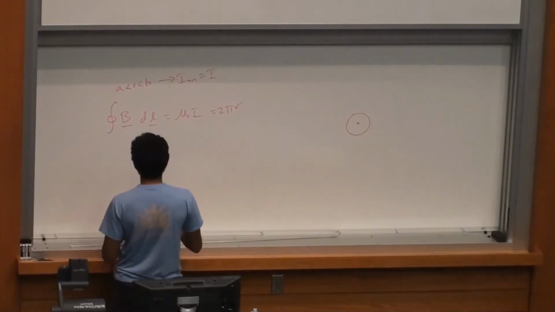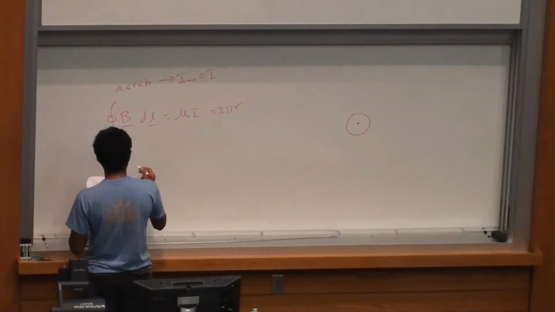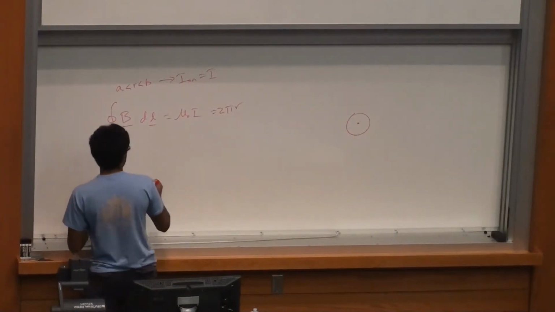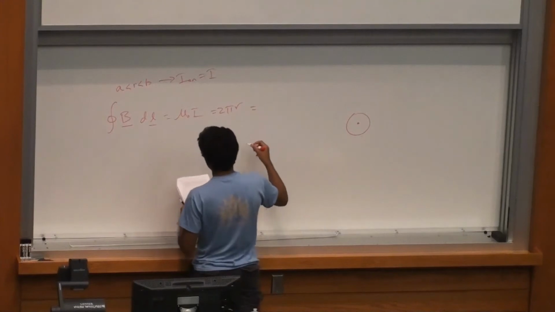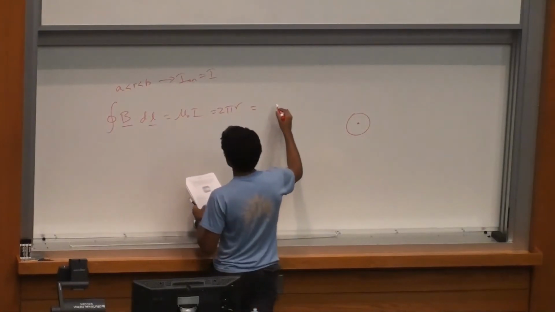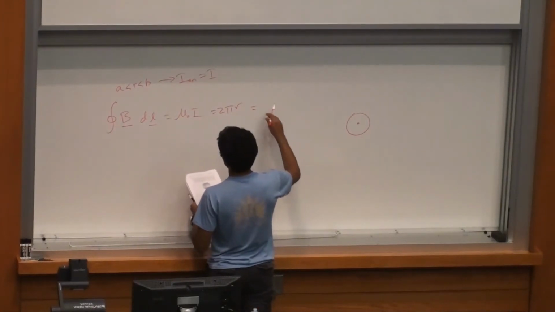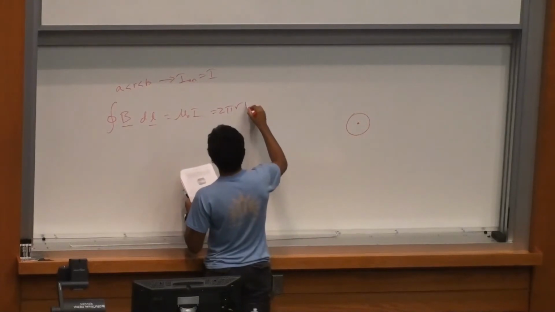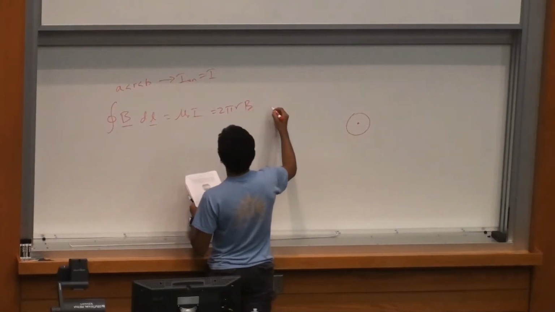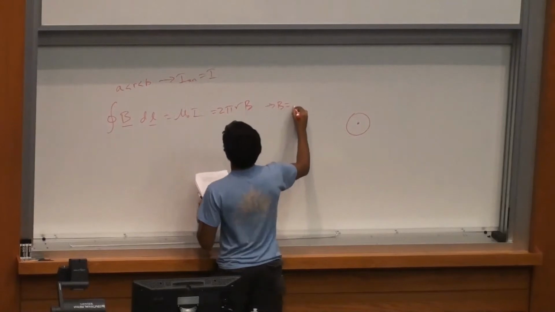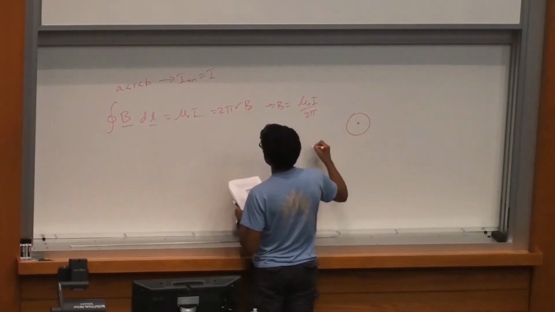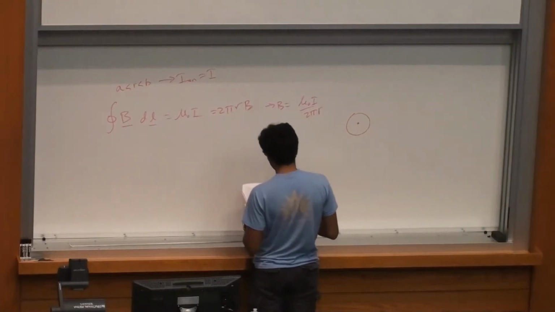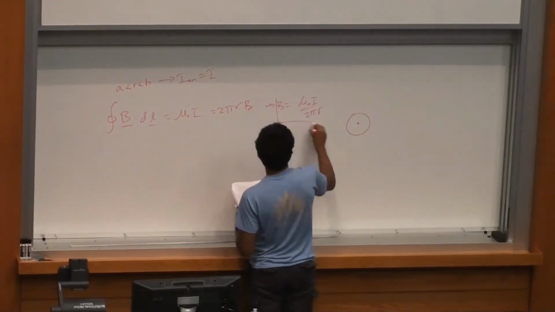So from here, you know that that's I, so therefore the integral of B dot dl equals this. So from here I can solve for what my magnetic field is. Magnetic field equals mu naught I over 2 pi r. Right, so this entire I is included in there.